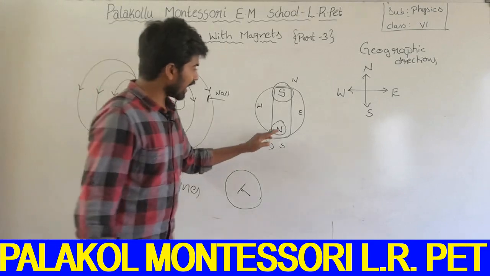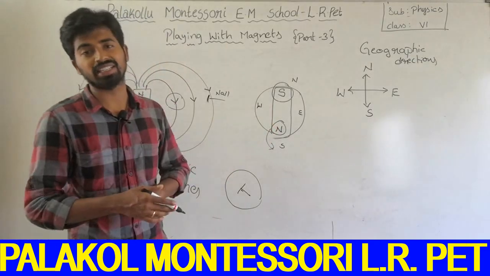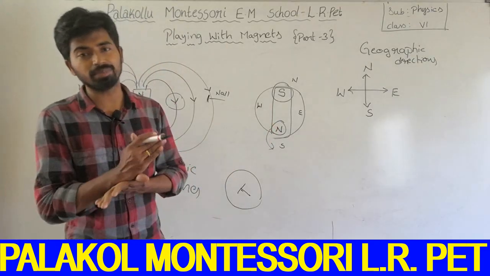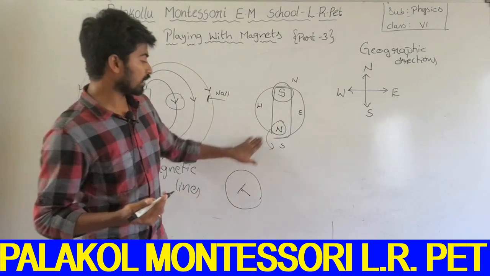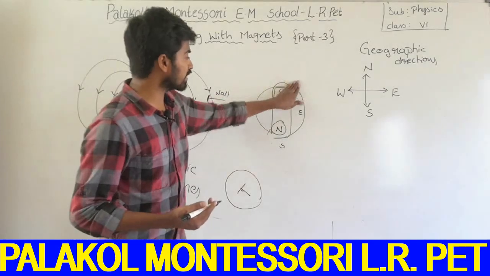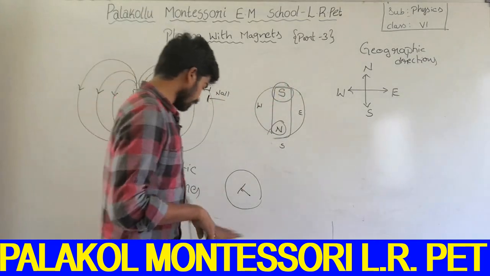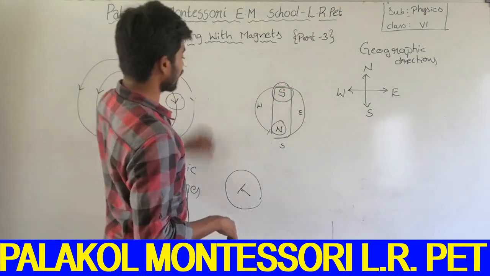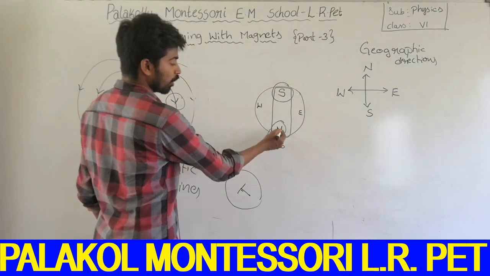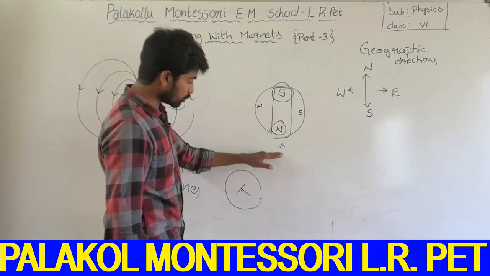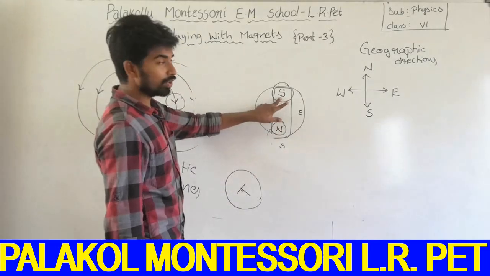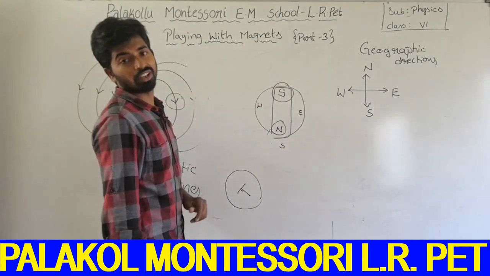Similarly, Earth behaves as a bar magnet. Earth is a very, very large magnet, and its behavior is similar to a bar magnet. So there are magnetic lines present around the Earth. Magnetic north is towards geographic south, and magnetic south is towards geographic north.